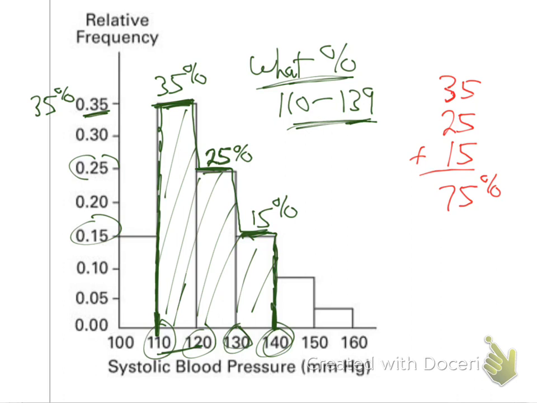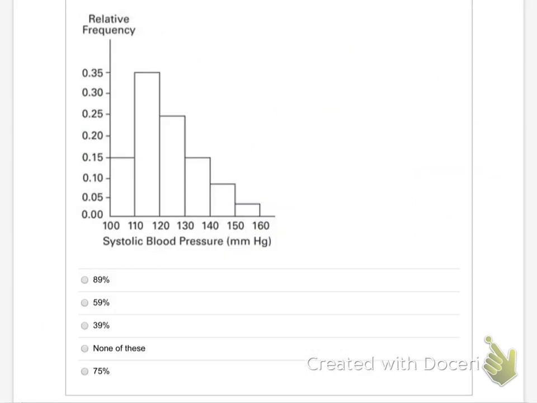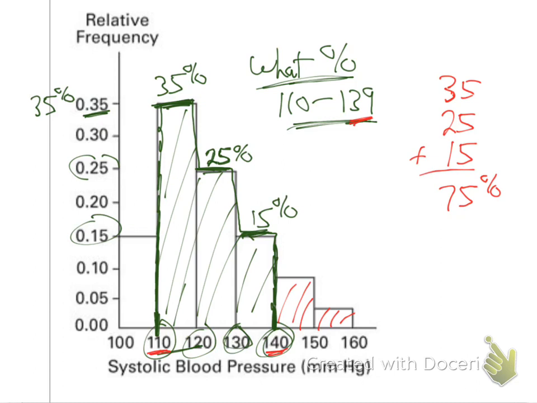And it looks like most of the group, doesn't it? The only ones left out are these ones. 75% of the whole group has a blood pressure between 110 and 140, 139, same thing. Is that good? Let's go back and see if they have that answer. 75%. There it is, 75%. Is that okay? Making sense? Questions I can answer on that?